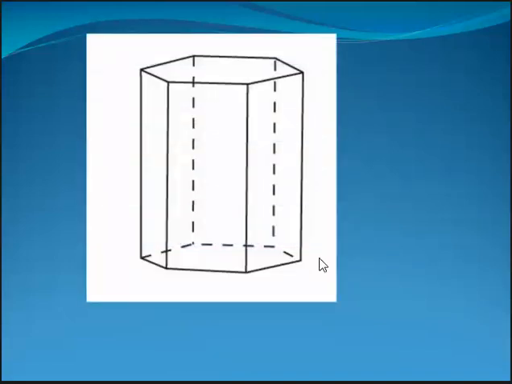Pyramid or prism? And how would you name it? Okay, ask yourself, how many bases are there? There's 2. And what's the shape of that base? Well, there's 6 sides, so it's a hexagon. So you should have called this a hexagonal prism.